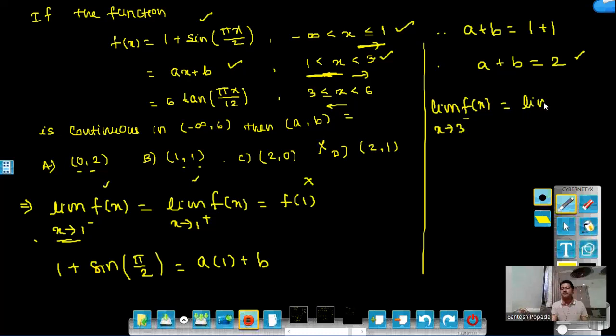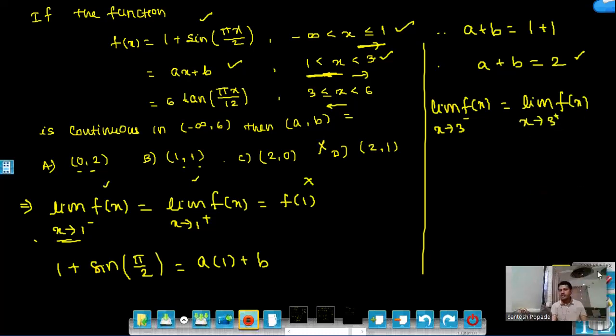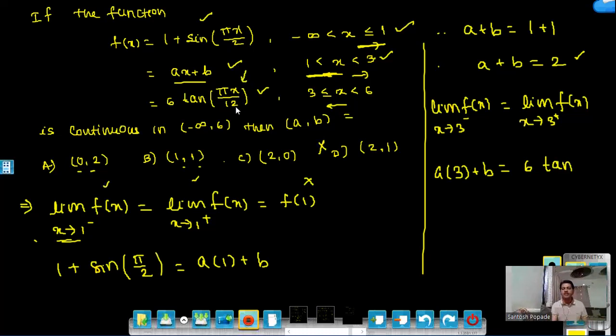And you can directly put x equal to 3 there in the left side limit and also in the right side limit. Okay. So what happens to the left hand limit? It is a into 3. X tends to 3 from the left side means the second formula is there. A into 3 means 3a plus b, equal to the right side limit. It is 6 into tan of pi into 3 by 12, which means pi by 4, and that gives me 3a plus b equal to 6.